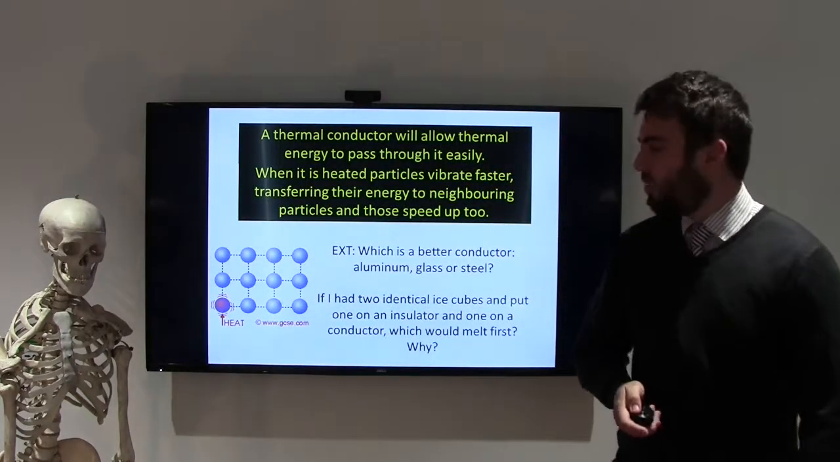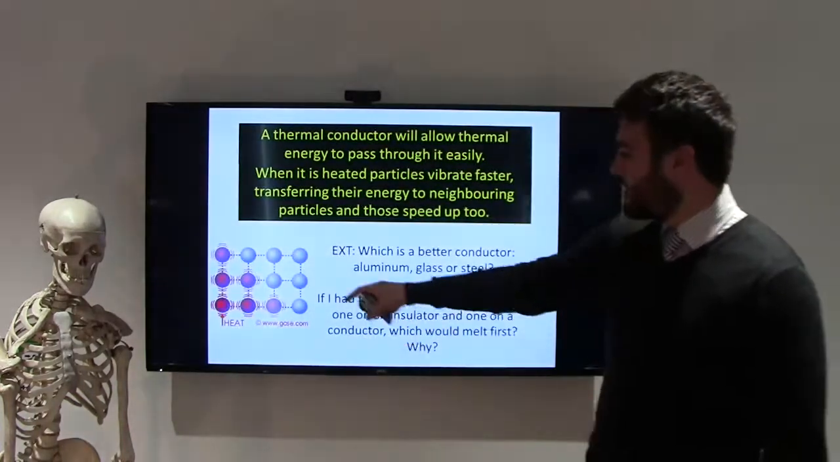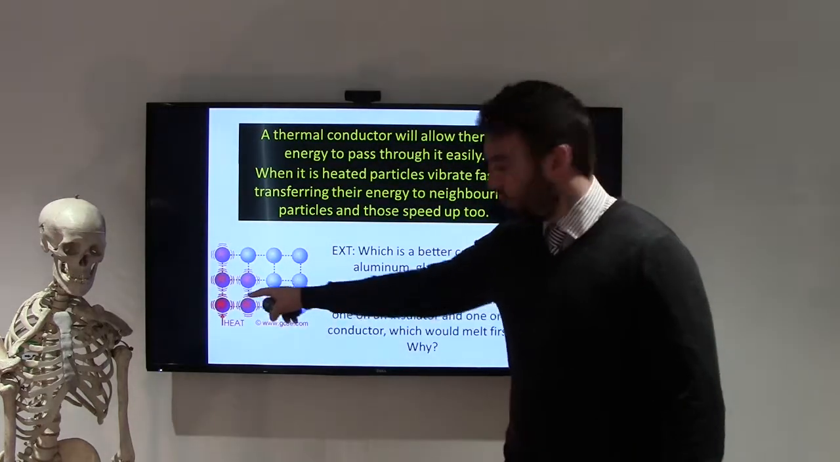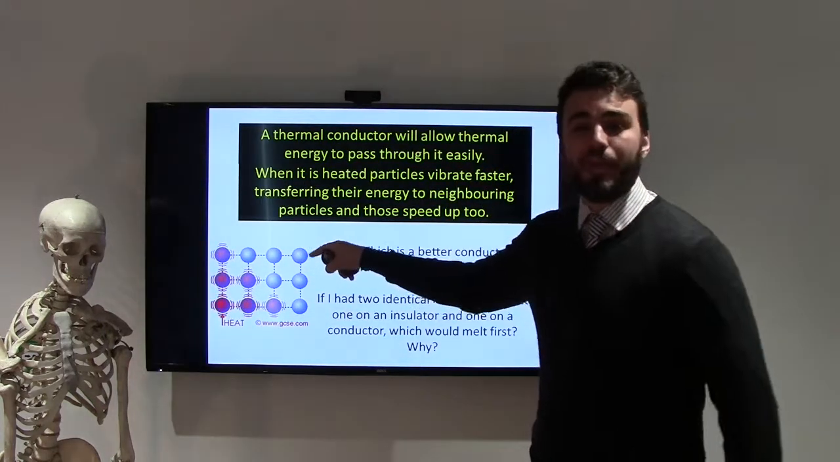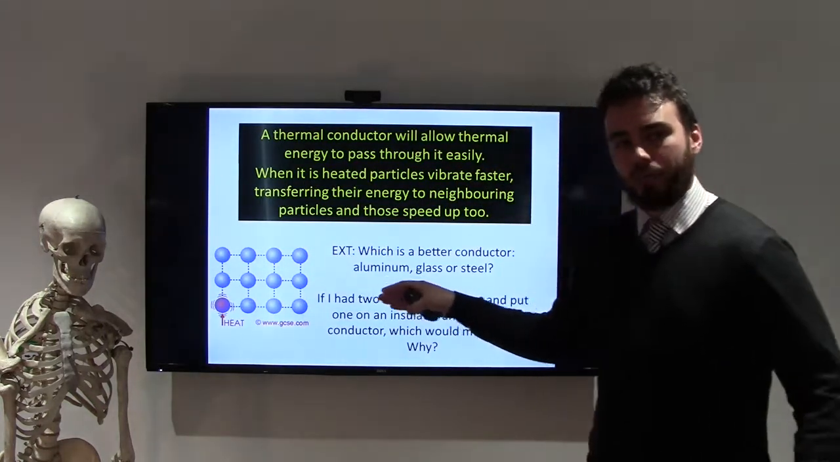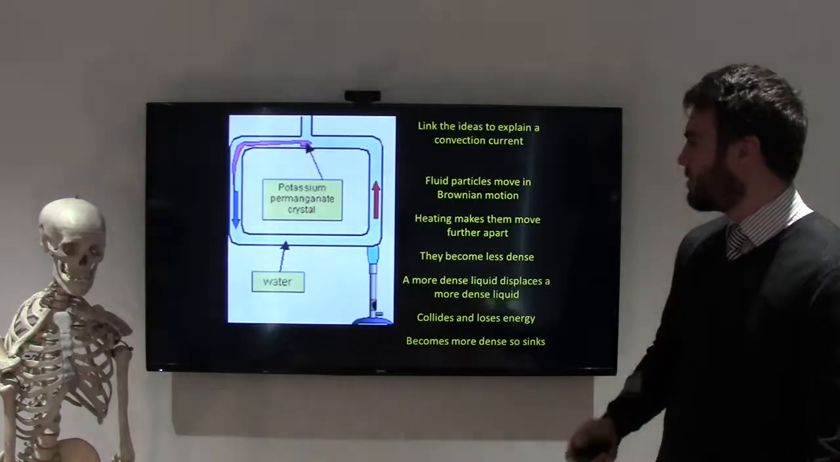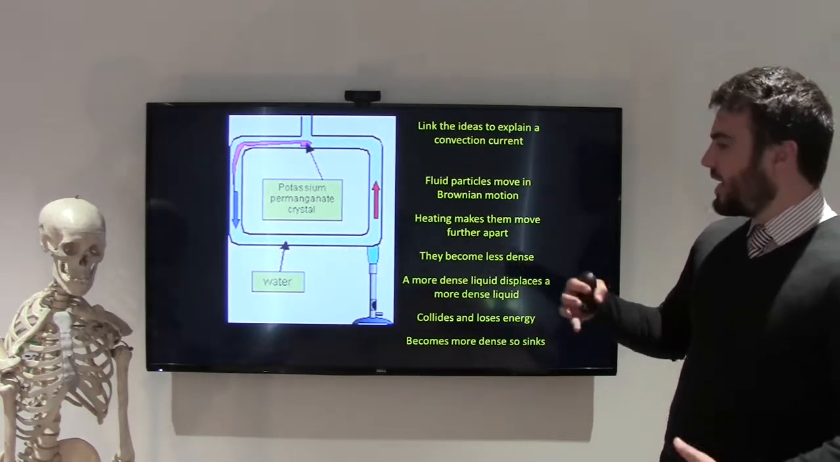In a metal, it's even better because I've got delocalized electrons. And those delocalized electrons, instead of going 1 to 2 to 3 to 4 by passing on by collisions, can go from here, because it's delocalized, woo, bang, over there. I can transfer it really quickly throughout. Yeah? So a metal is a better conductor because of those delocalized electrons. Now, the next way of transferring heat is convection.